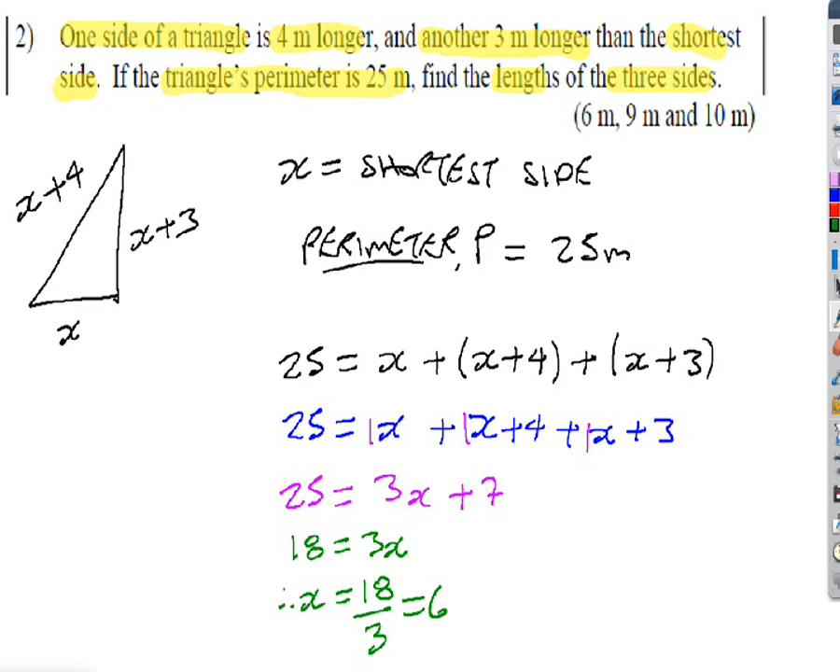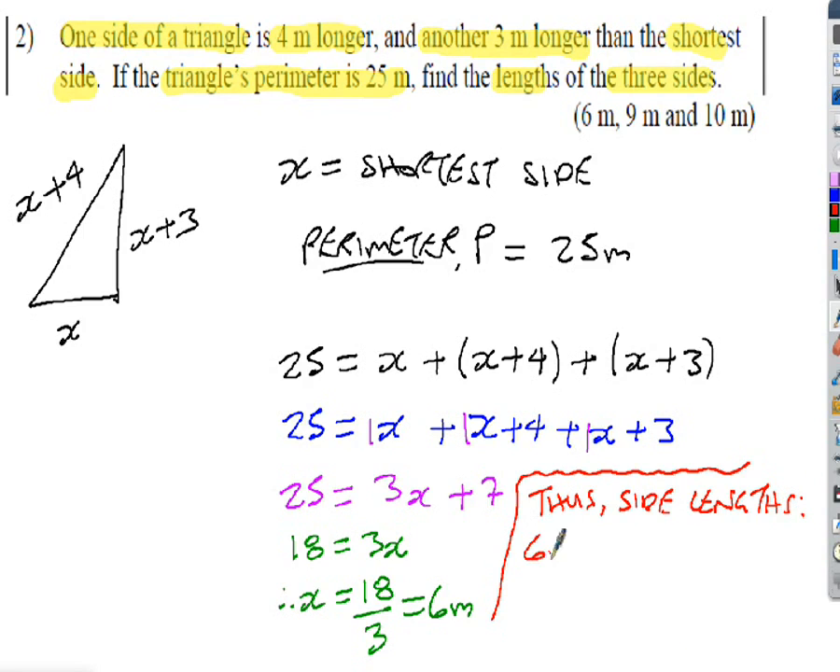which is equal to 6, in this case meters. So now the shortest side is 6, I can now find the other two sides. So the side lengths are 6 meters. We've got then 6 plus 3, which is 9 meters, and we've got 6 plus 4, which is 10 meters. So those are our three side lengths in this particular case.